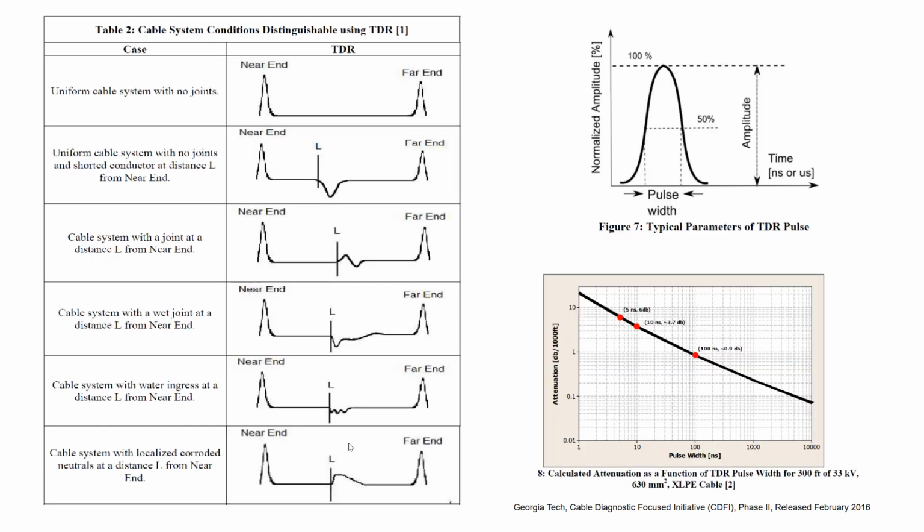Now let us see cable systems, conditions distinguishable using TDR. There are several cases of how the reflected total waveform will look. First case, the top one in the table: a uniform cable system with no joints. We are injecting a pulse like this at the near end. Near end means where the pulse is injected, and the signal will travel on the transmission line, go to the far end, and then come back, and this is the reflected wave that is again observed in the oscilloscope.